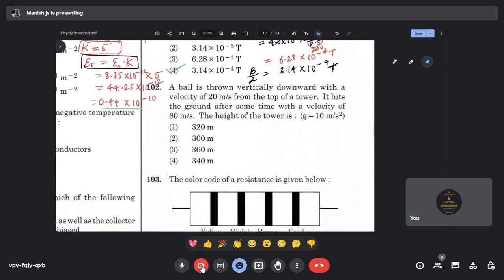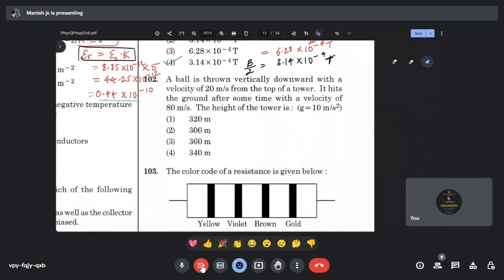Question number 102. A ball is thrown vertically downward with a velocity of 20 meters per second from top of a tower. It hits the ground after some time with a velocity of 80 meters per second. They're asking you to estimate what is the height of the tower. So how do you calculate what is the tower height? Okay. So what would you do in this case?